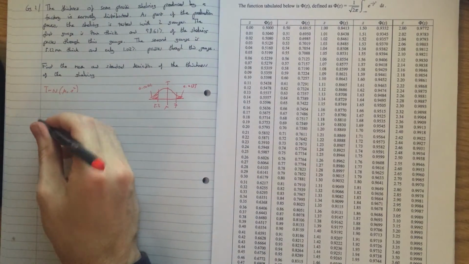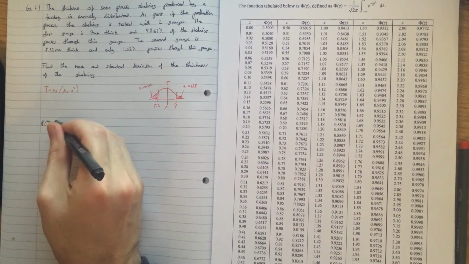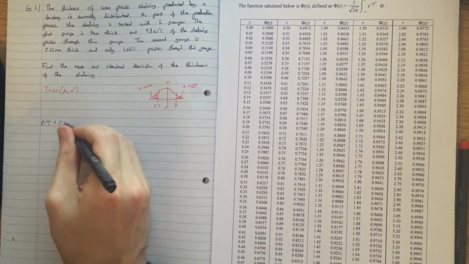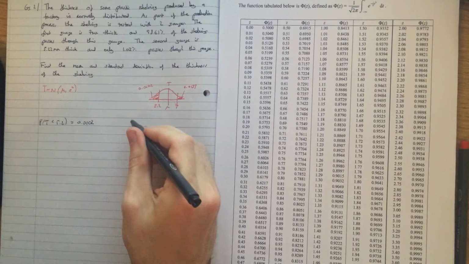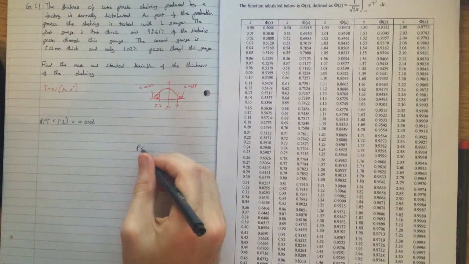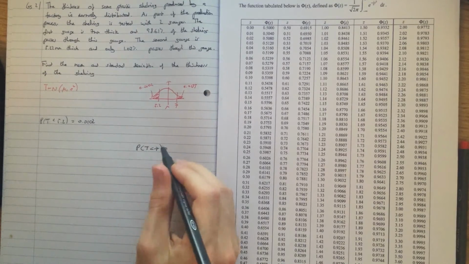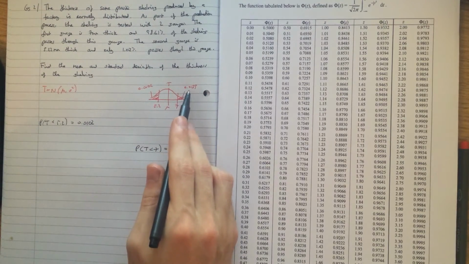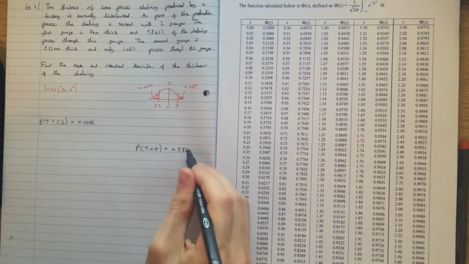So let's just write this out in our standard way. Probability of thickness being less than 5.2 is 0.0102, and the probability of the thickness being less than 7 is 1 minus 0.0139, so that would be 0.9861.